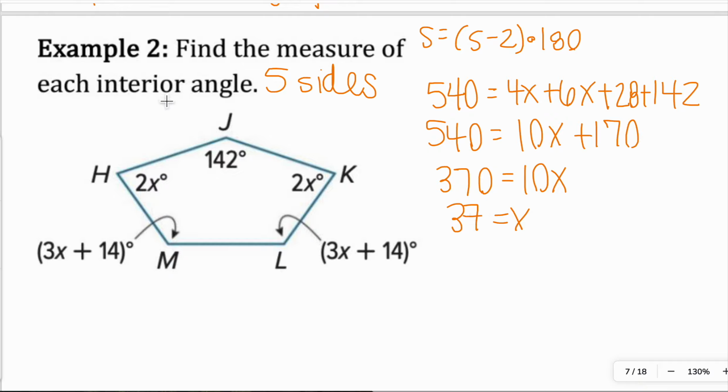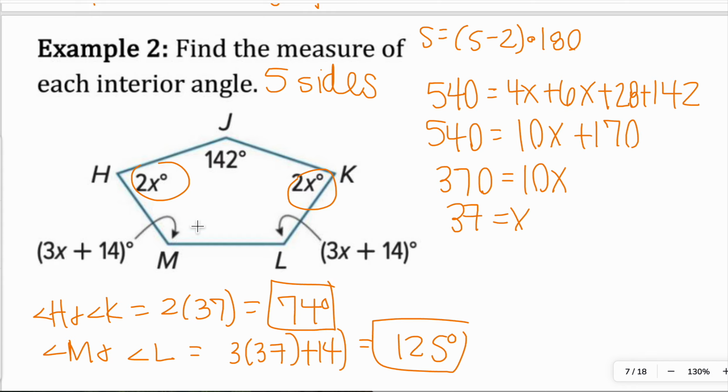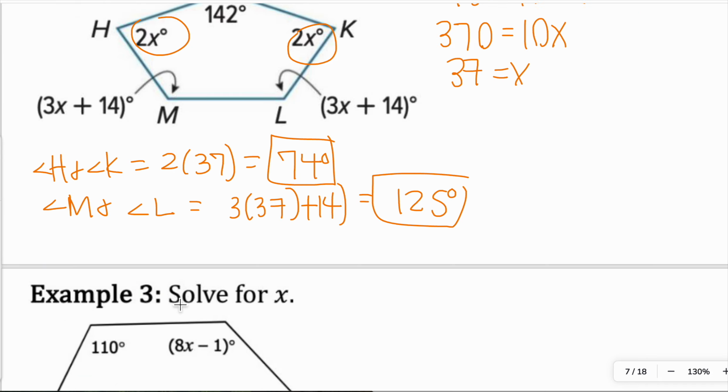Now we would stop here, but it says find the measure of each interior angle. So I'm going to find h and k first. For angle h and angle k, I would just do 2 times 37, which would give me 74 degrees. And then for angle m and angle L, I'm going to do 3 times 37 plus 14, and we should get 125 degrees. If I added up all 5 of my angles, they should equal 540 degrees.